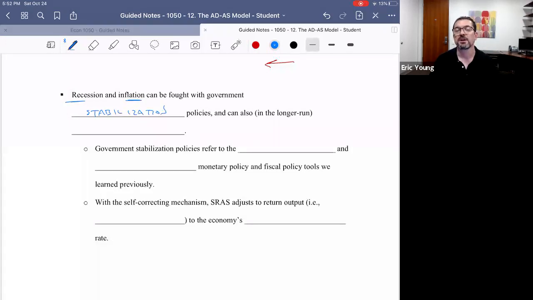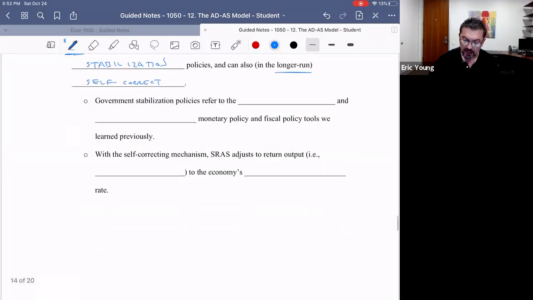But I also want to bring up to you that on top of the interventionist, more active government policies, there is also a school of thought that says that recessions and inflations, at least in the longer term of the economy, can also self-correct. So I do think it's important that you understand that, at least to some economists in economic theory, there are two ways that we can get out of recessions or inflations. We can have government interventions and stabilization policies, or we can also rely on longer-term self-correction.